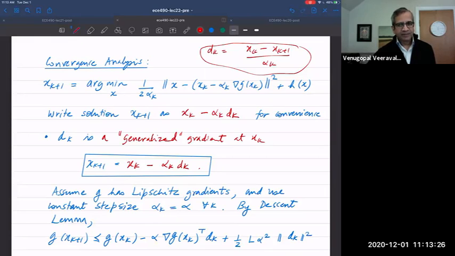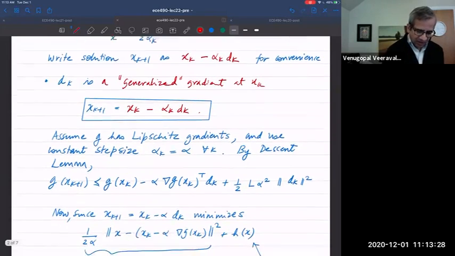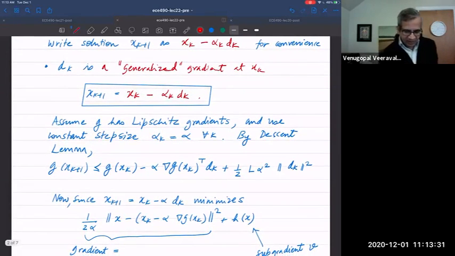All good? Okay. So now let's assume that g has Lipschitz gradients and use a constant step size alpha. You can do the same proof without the Lipschitz assumption or without knowing the Lipschitz constant, and then you'd have to use backtracking. But essentially the proof goes through and you get the same rate of convergence as long as you have convexity, even if you don't know the Lipschitz constant.